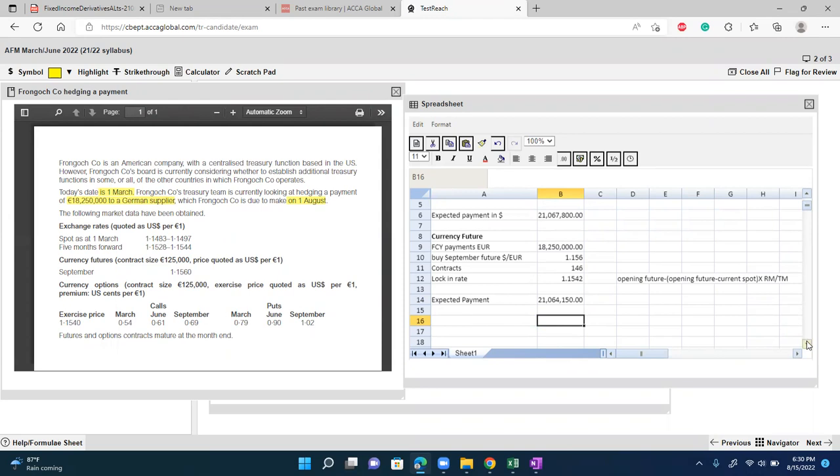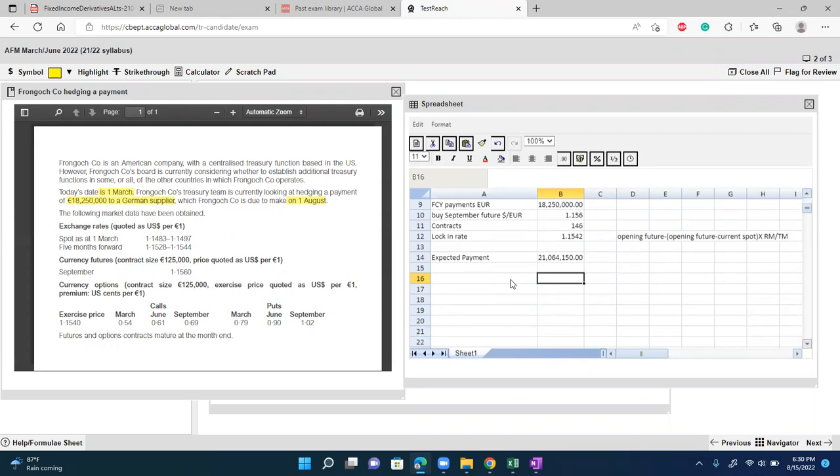Now let's do the option. Okay, there's a question about the number of contracts. Very simple. Number of contracts is foreign currency amount divided by the contract size. Next is option contract.